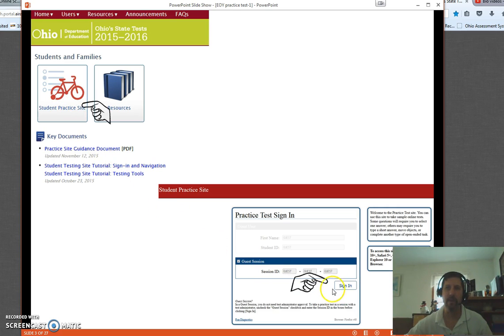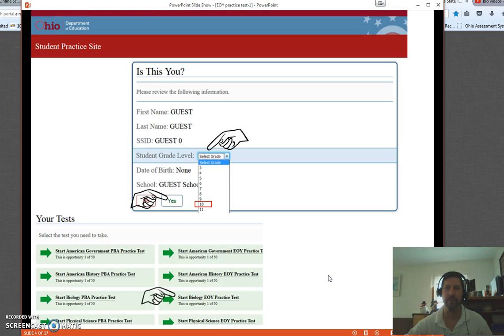When you get there, you're going to go into a sign-in. Now, don't worry about the rest of this ID and all this other information. On the next page, you're going to select the grade. Obviously, 10th grade for biology. Click yes, and then you'll get another page. Now, there's a practice PBA, and then there's the end of course test.